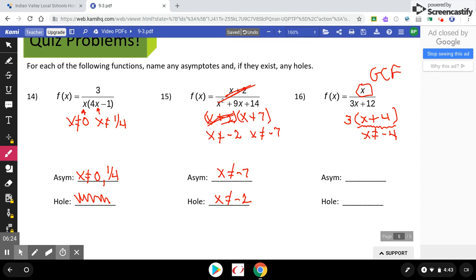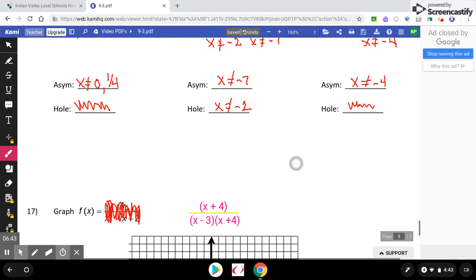So if nothing cancels, there are no holes. The thing that's left on the bottom that's uncanceled was that -4. So he would make a vertical dash line in the graph. All right, so hopefully that's not too bad. Now, I understand making the graphs can be painful. So we're going to take a look at one more.